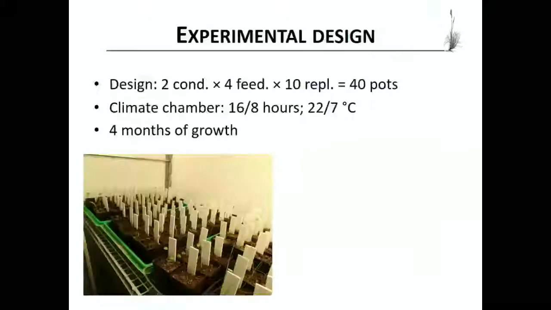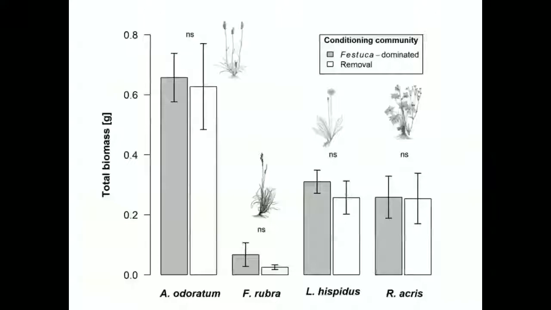I put those into a climate chamber, which was somehow simulating the summer conditions in the Giant Mountains. After 4 months, I harvested the biomass. And as you already know, I found no difference in the species performance. Here you can see the data on total biomass for each of the four species, and the gray bars represent biomass which was grown in the soil which was previously conditioned by the Festuca-dominated community.